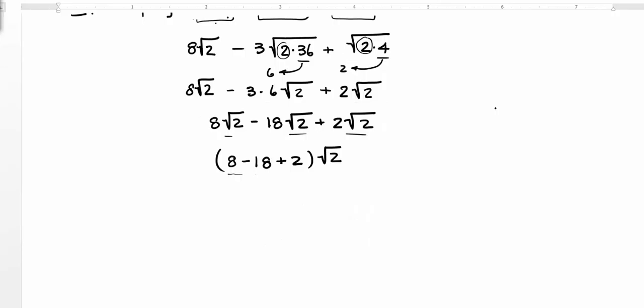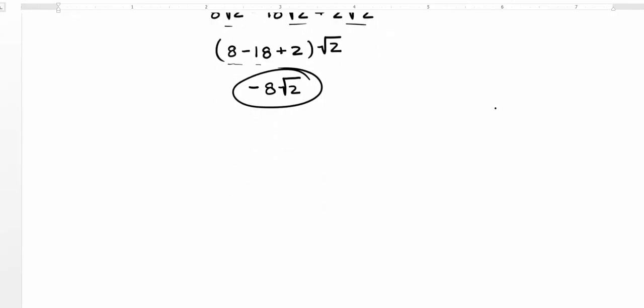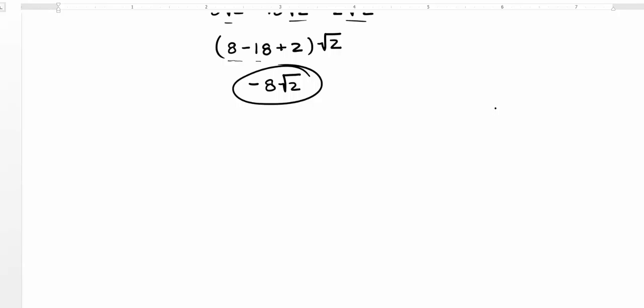Or if I add these, I have 8 minus 18 gives me a negative 10, plus 2 gives me a negative 8 times the square root of 2. Okay? So that's how we work with numbers under the radical. We can expand on that, and now we're going to have variable expressions inside the radical.